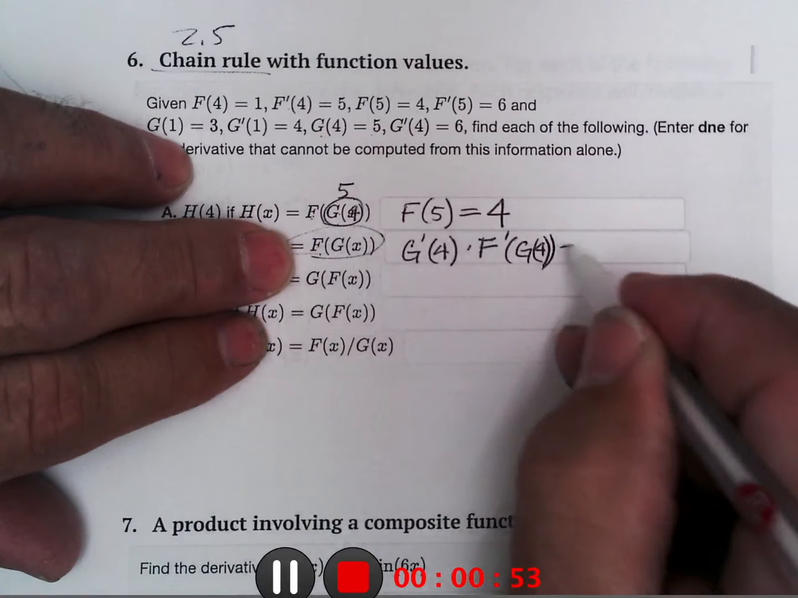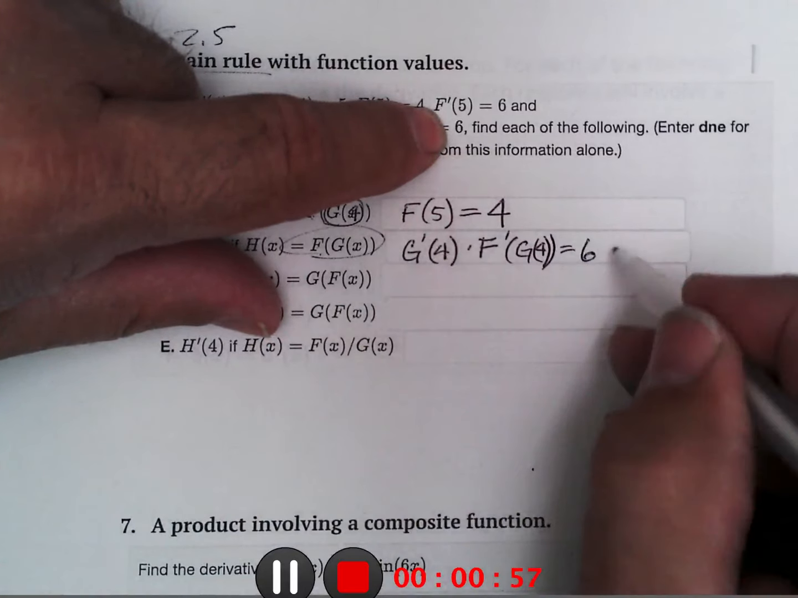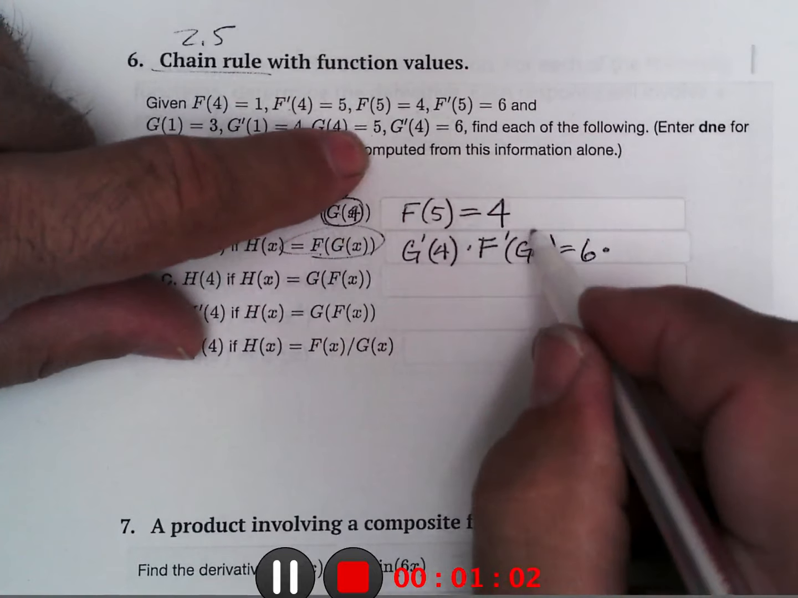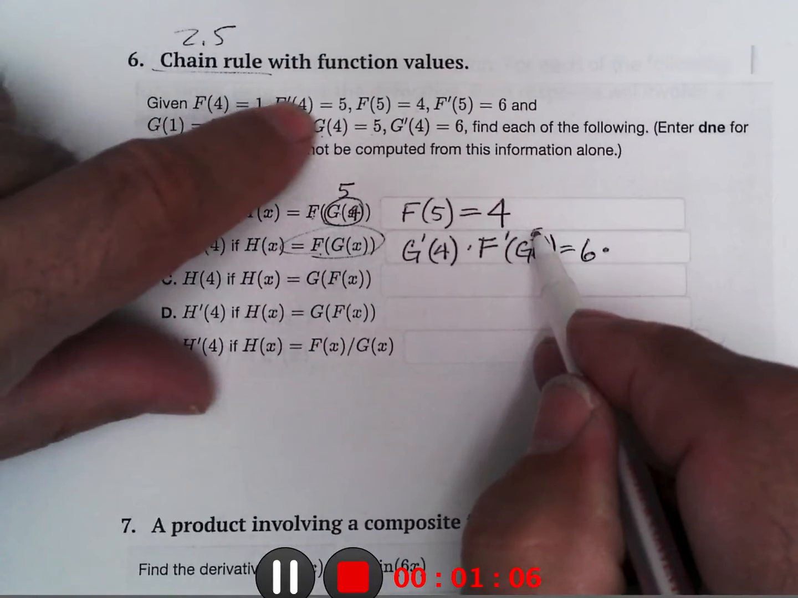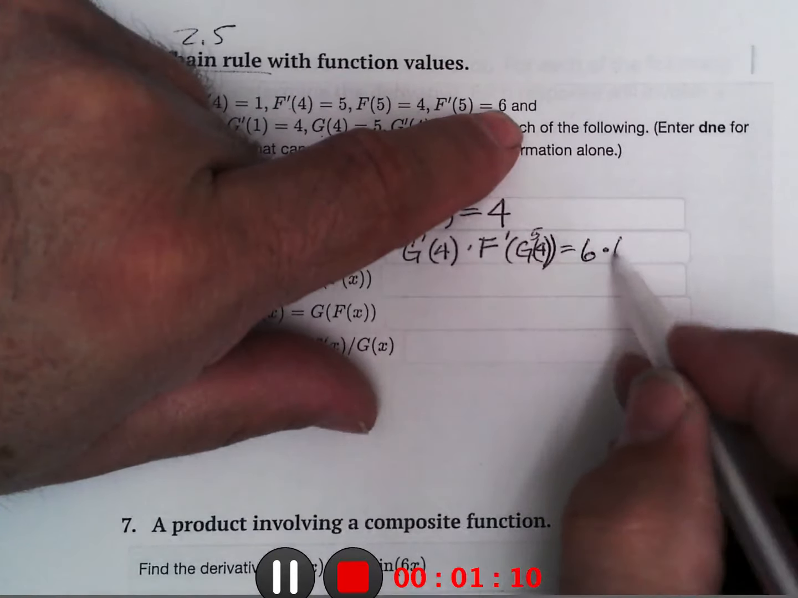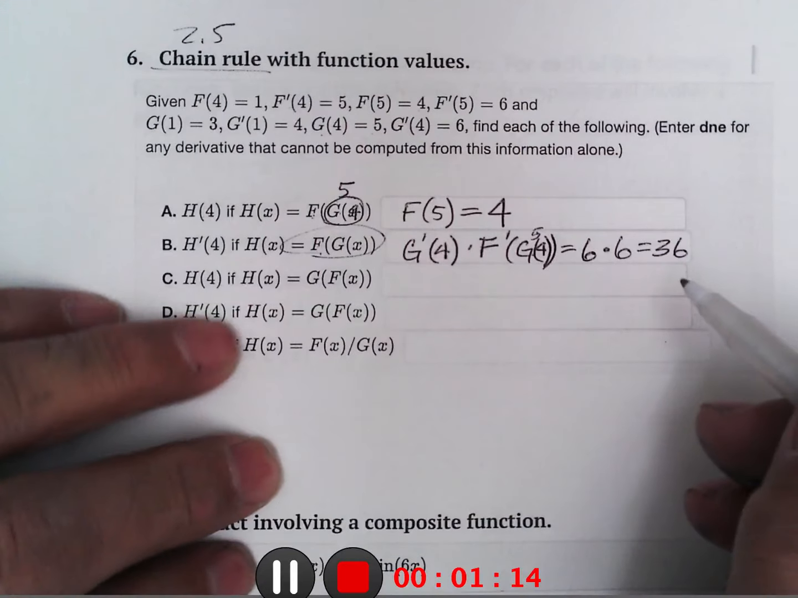Well, g prime of 4 is 6, and g of 4 is 5, and f prime of 5 is 6, so we get 36. All right, C.